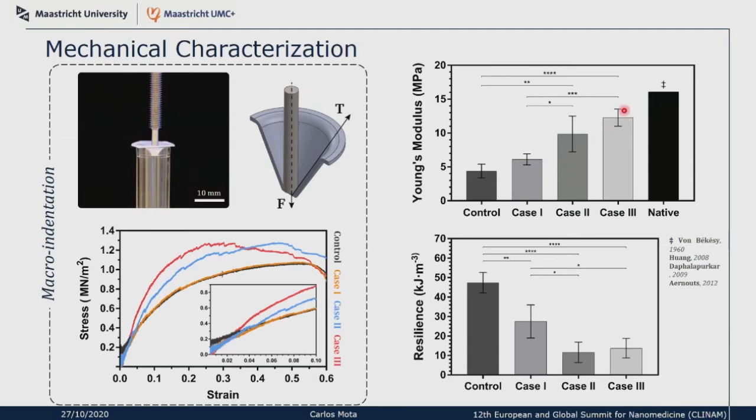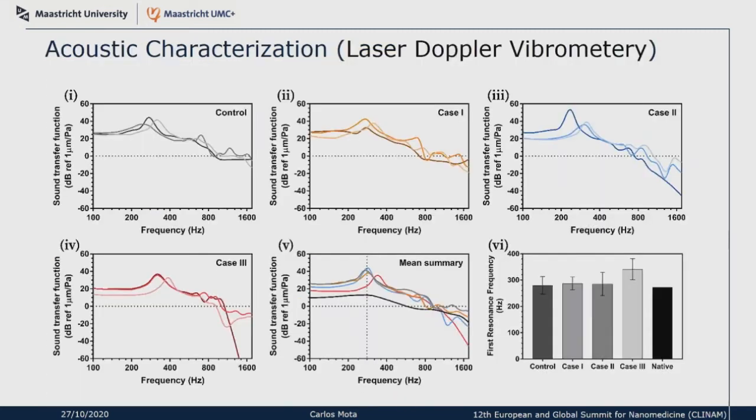So we see an increase of the Young's modulus, pretty much what we simulated in the beginning, but we are still a bit below the native human tympanic membrane in terms of Young's modulus. But we believe that we can achieve the same Young's modulus as soon as we have the cellular component in there to contribute to the mechanical properties of the membrane.